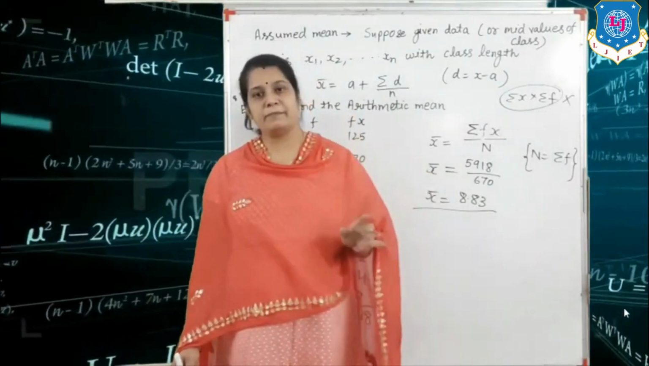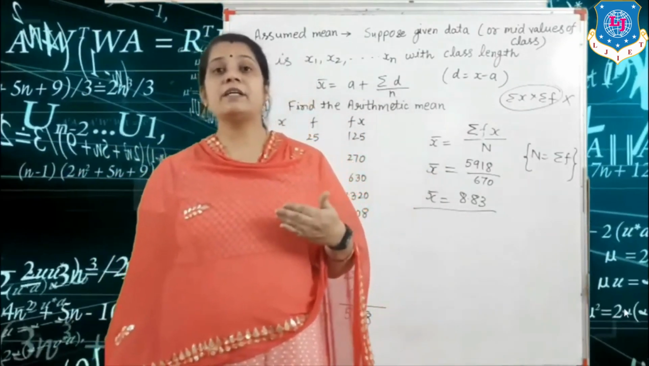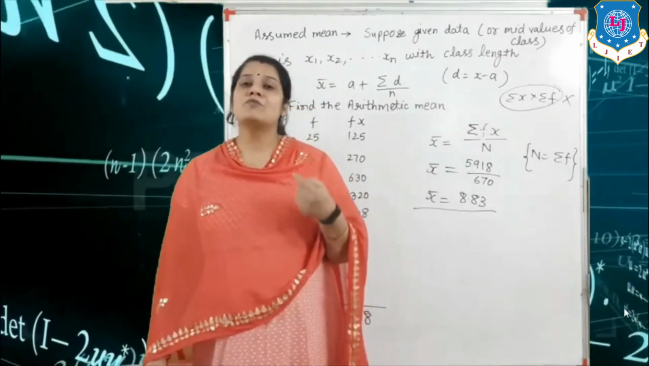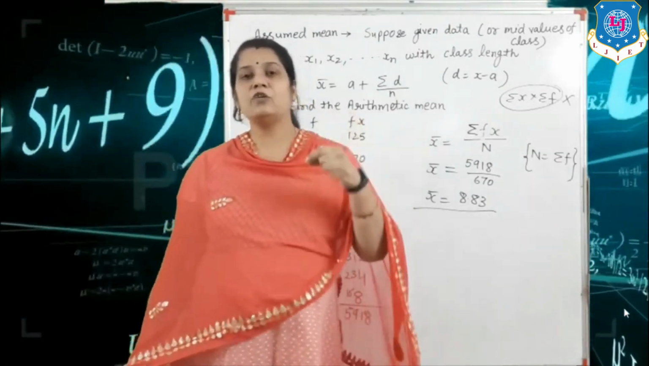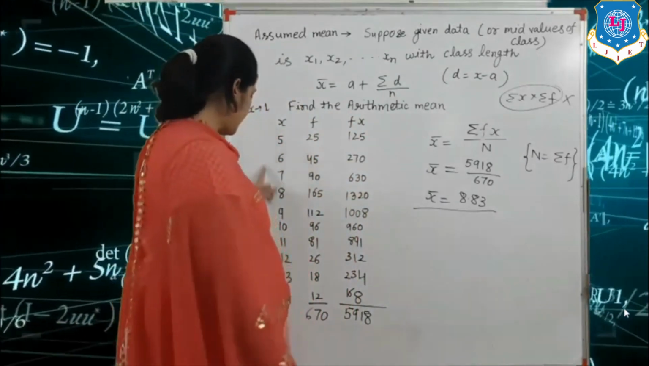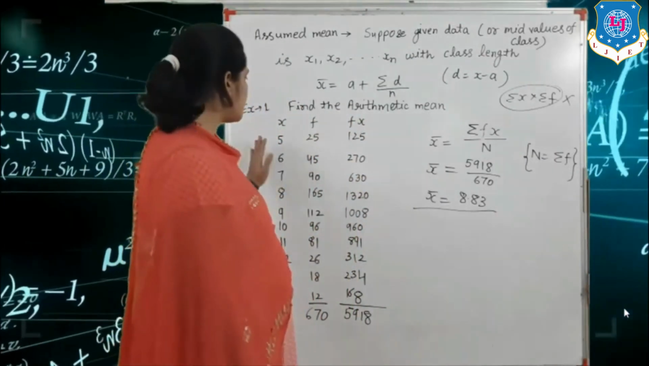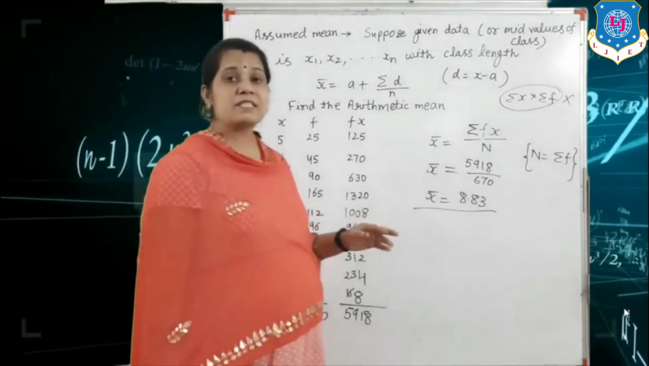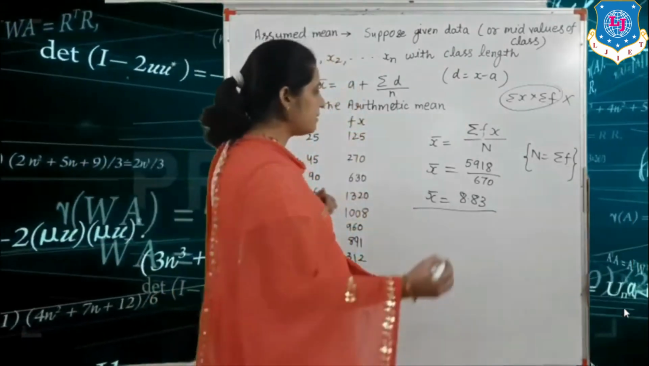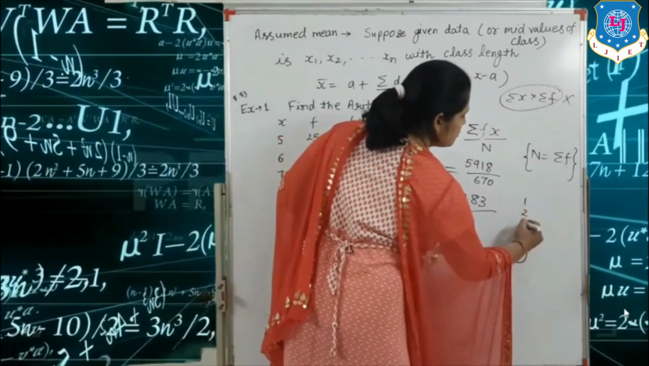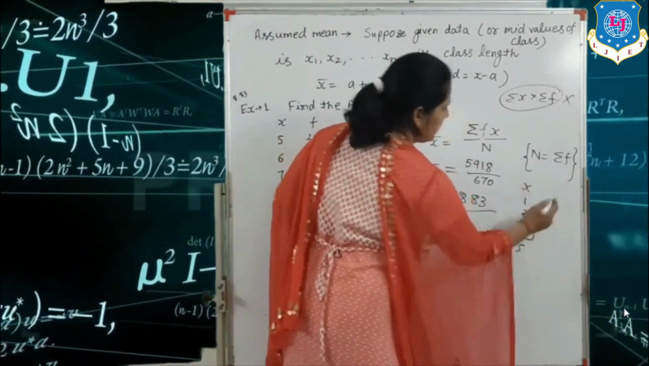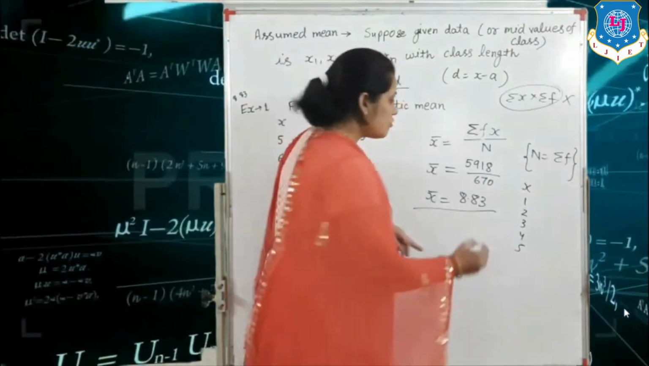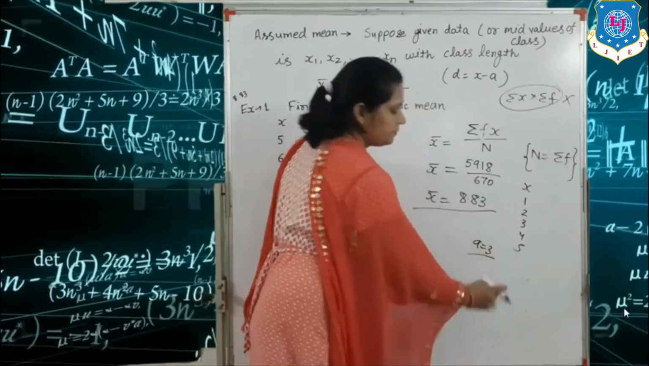Okay, simple way. And if in your question you are asked to find the mean with the help of assumed mean, first we consider the value of A with the help of the X column. Sometimes we have the number of terms in odd form. For example, we are given 1, 2, 3, 4, 5. This is the value of X. So the middle term is 3. So we write here A is equal to 3.